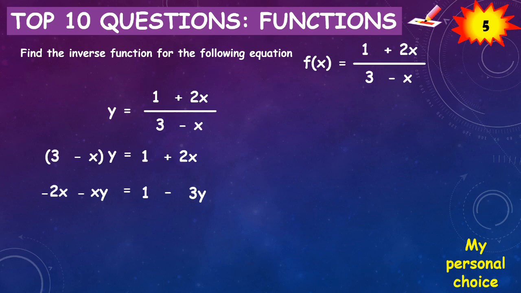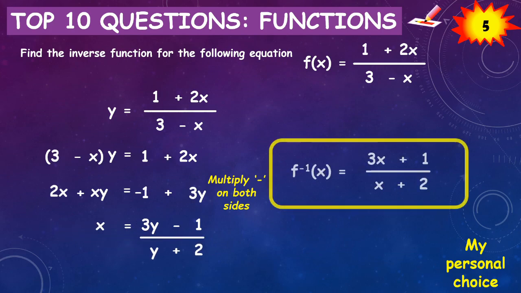If you see there are many negatives in this term, so what we can do is multiply negative on both sides, and all the negatives will turn into positive, and the positives will turn into negative. So the trick here is to get all the terms with x on the left, and whichever terms that do not have x will end up on the right. We factorize x out, and we move the term y plus 2 over to the right. We get the answer f inverse x equals 3x plus 1 over x plus 2.